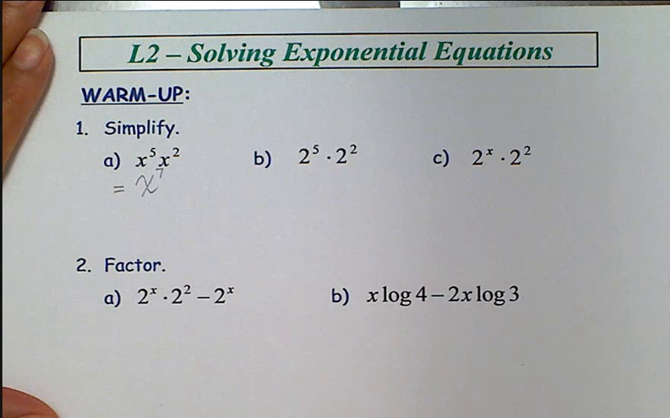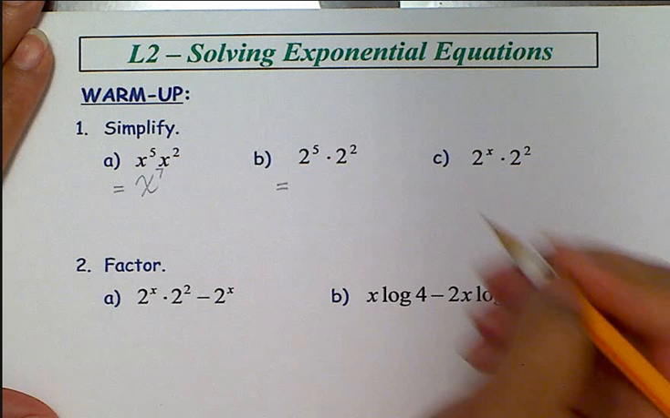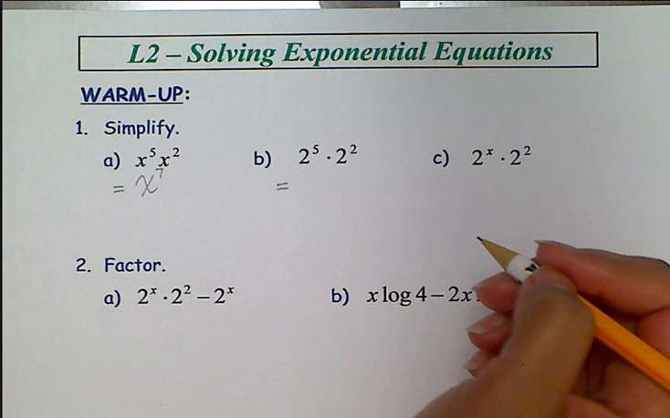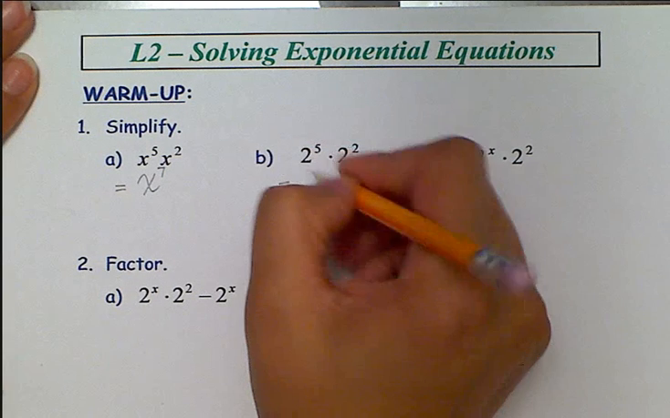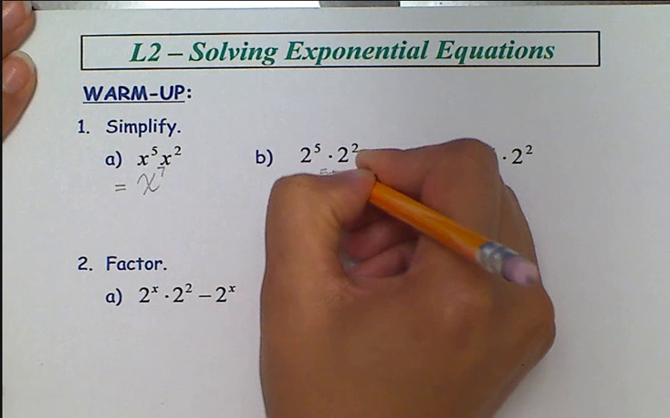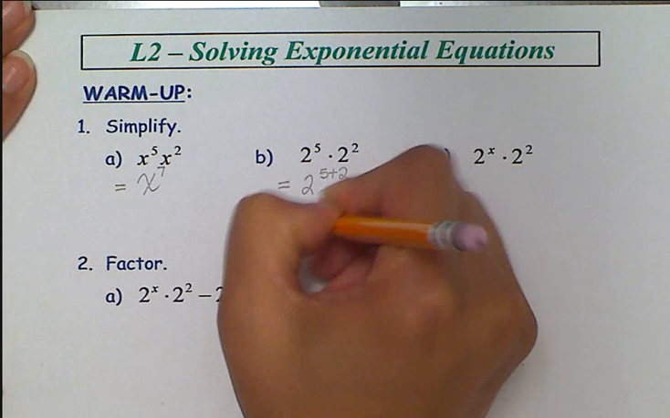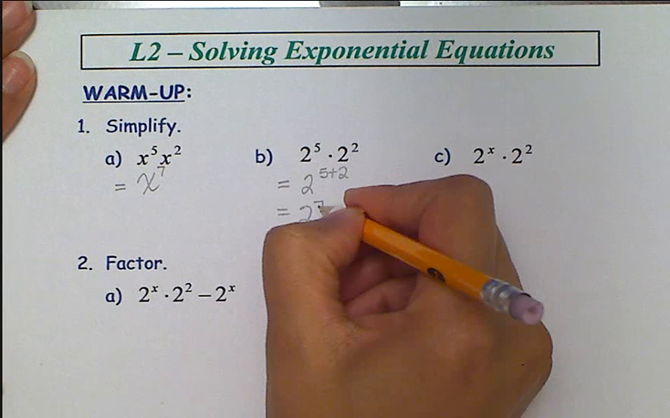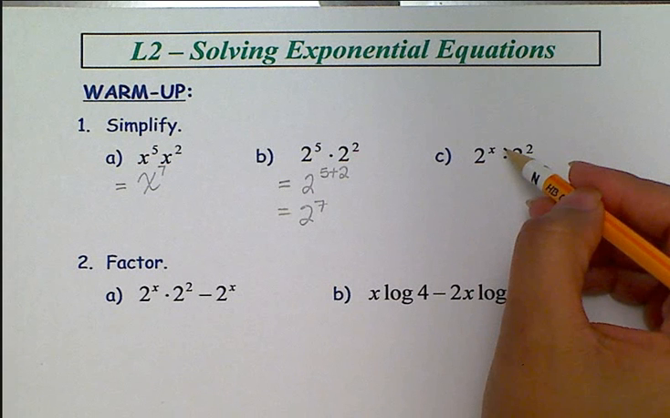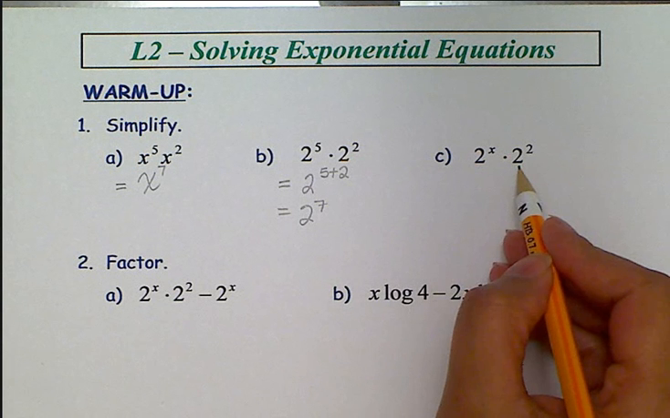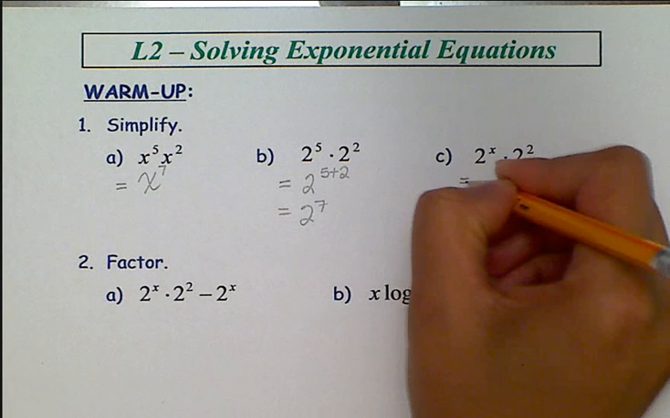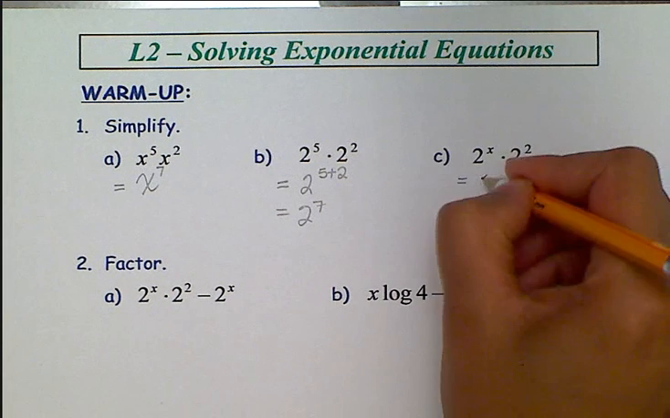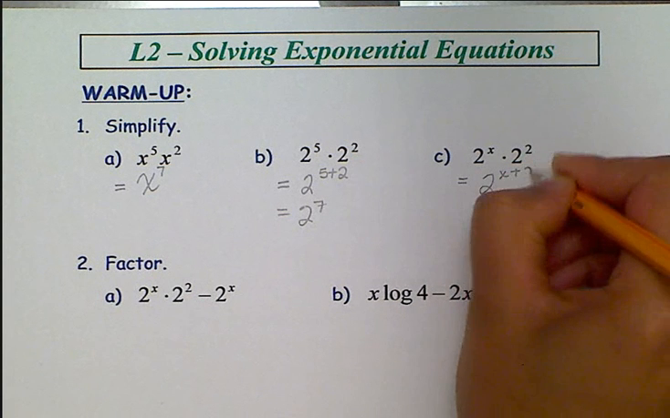Okay? So if we look at the next one, it's very similar to part A. The only difference is instead of having a base of x, now we have a base of 2. So we can do the same thing here. We can add the exponents. So this would be 2 to the exponent 5 plus 2, which is 2 to the exponent 7. The last one, very similarly, except the exponent in one of them is a variable instead of just a number. Both the bases are the same, there's multiplication between them, and so we can add the exponents like we have always done. So we get a base of 2 and an exponent of x plus 2.